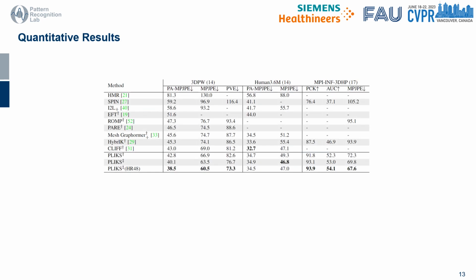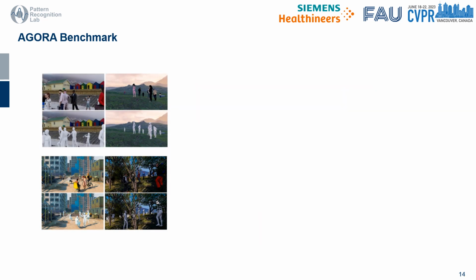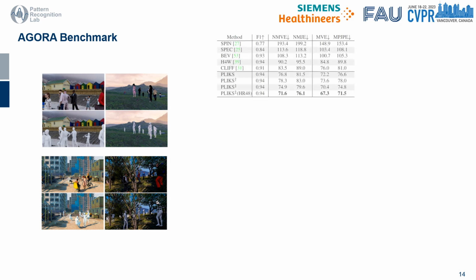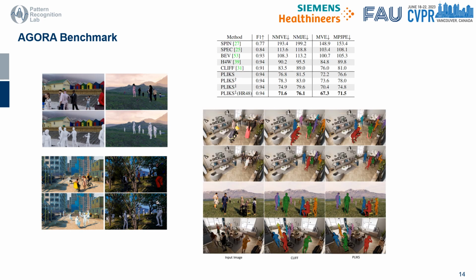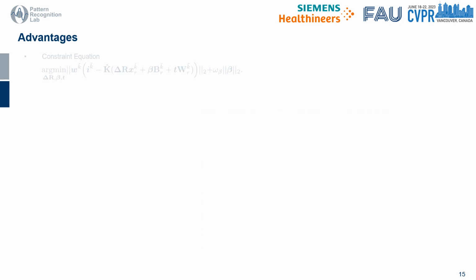The results obtained on multiple datasets illustrate the robustness and accurate alignment achieved by PLIKS. Additionally, we demonstrate that PLIKS has the capability to generate improved absolute depth estimates, even though it was not explicitly trained to learn them. Agora serves as a synthetic benchmark encompassing a diverse range of cameras with varying field of view. Through our experiments, we demonstrate that our method performs exceptionally well in both 3D accuracy and 2D alignment when compared to prior methods.